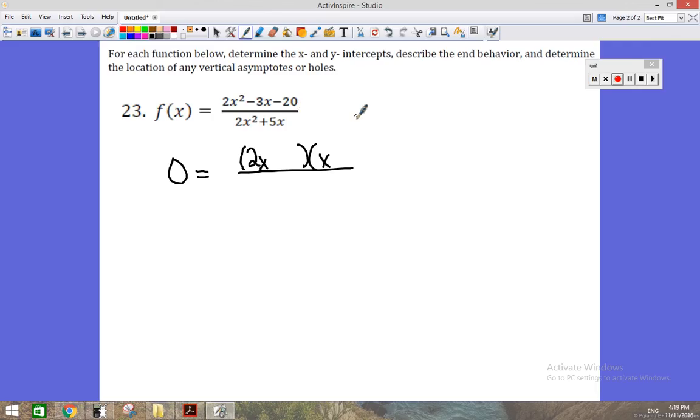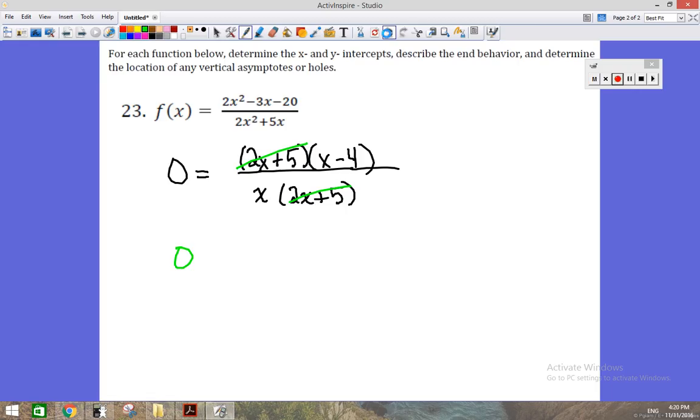Two values that multiply together to give me, well, my factors of 20: 1 and 20, 2 and 10, 4 and 5. Well, 4 and 5 will probably work. If I make 4 negative, that'll be a negative 8. And here, because 2 times negative 4 and then the plus 5, I'll get a minus 3. In the denominator, I see that both have a common factor of x, and I have 2x plus 5. Alright, so I see that I have a common factor in the numerator and denominator that cancel.